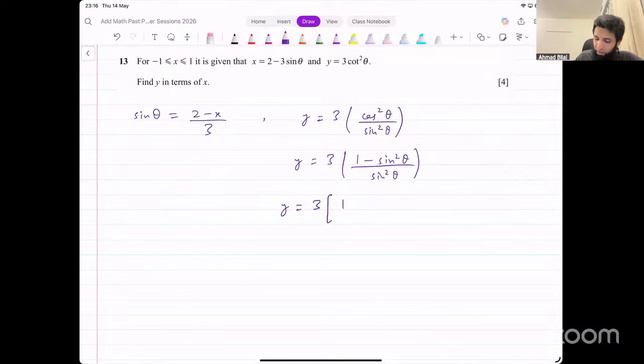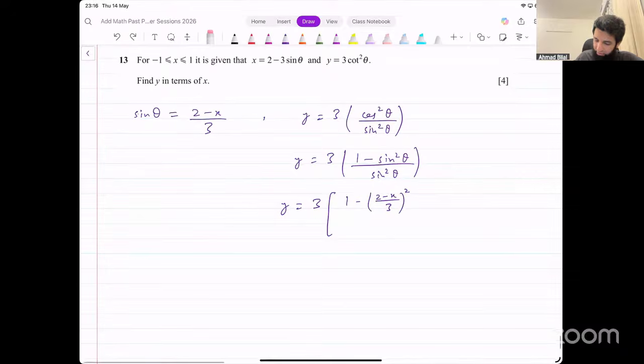3 times 1 minus, that's going to be a fraction inside a fraction. Let's make it slightly bigger. 1 minus (2 minus x divided by 3) whole squared, whole divided by (2 minus x over 3) whole squared.